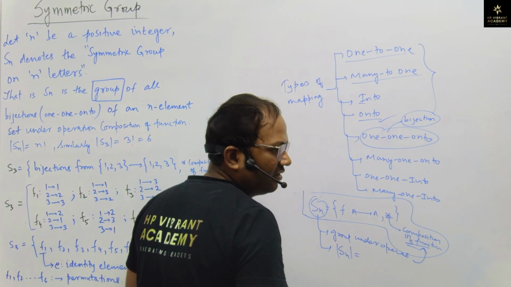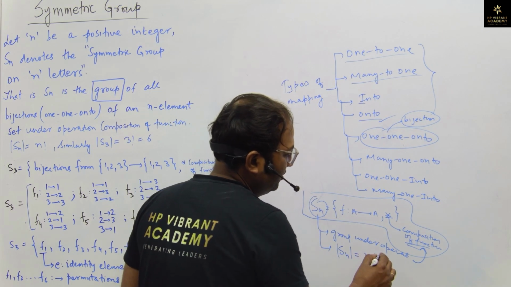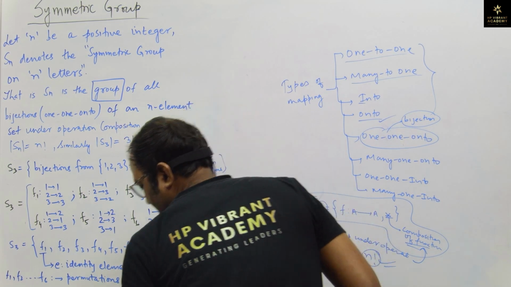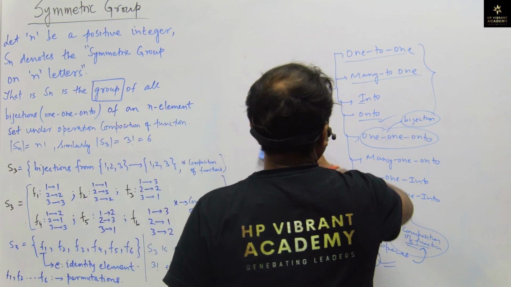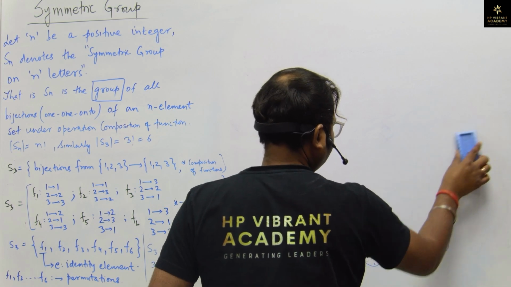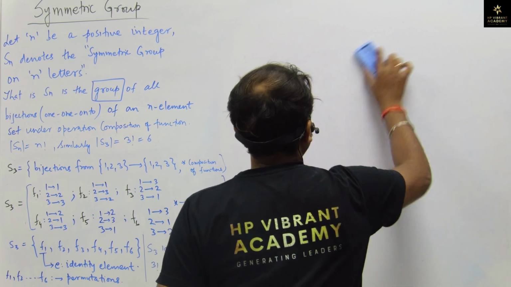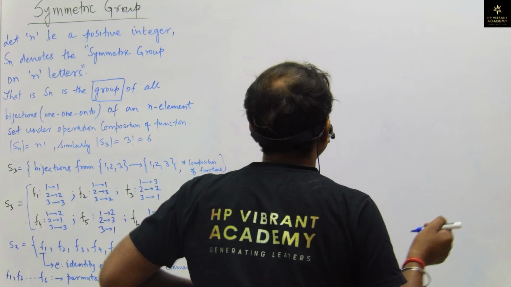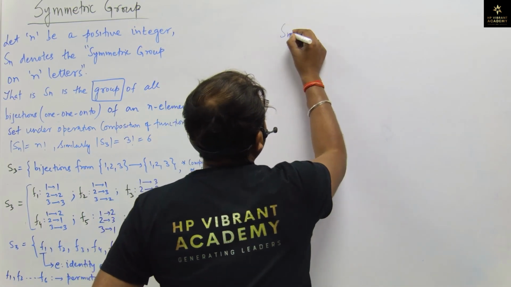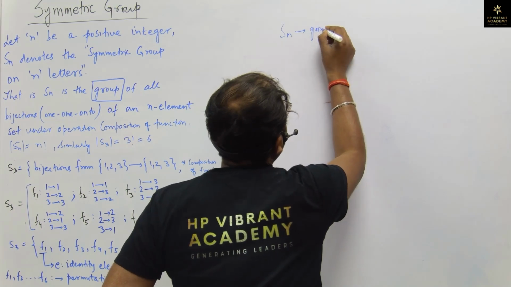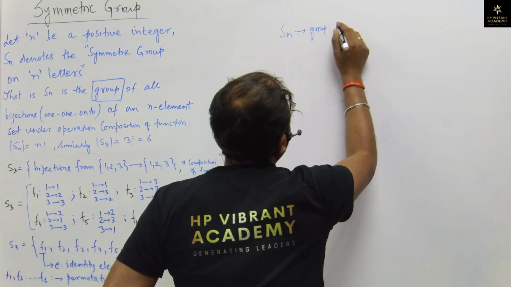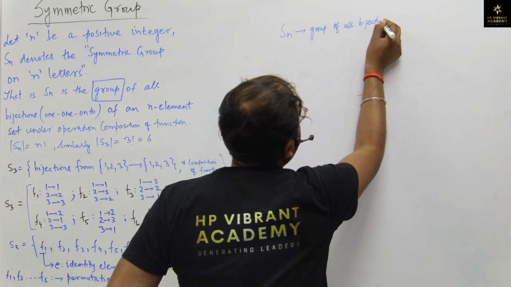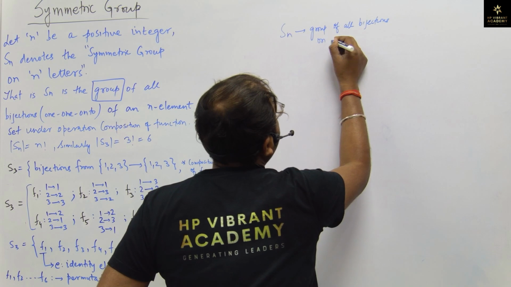So what is the order of this Sn? The number of elements in Sn is n factorial. So let us derive this. Order of Sn is n factorial. Sn is a group of all bijections on n letters.